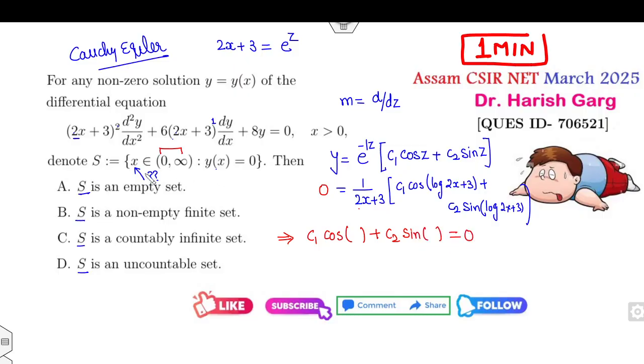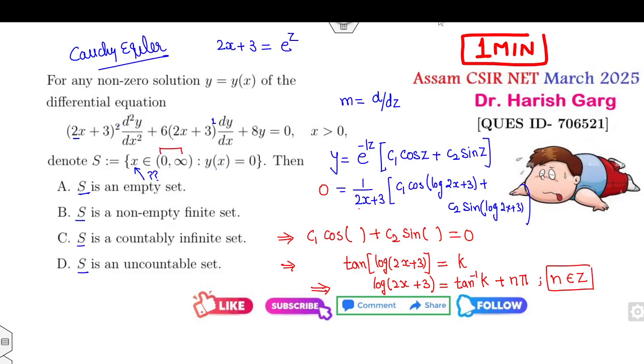I am saying again, your target is to find the value of x. What is the meaning of that? That means tan of log 2x plus 3 is a constant. I call this constant k. So can you find the value of x from this case? So that means log of 2x plus 3 is equal to tan inverse k plus n pi. What is the value of n? n must be an integer.